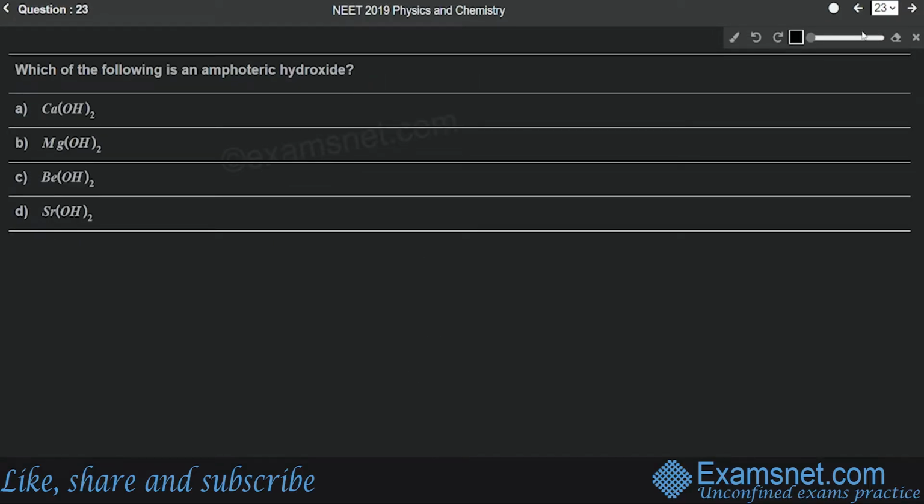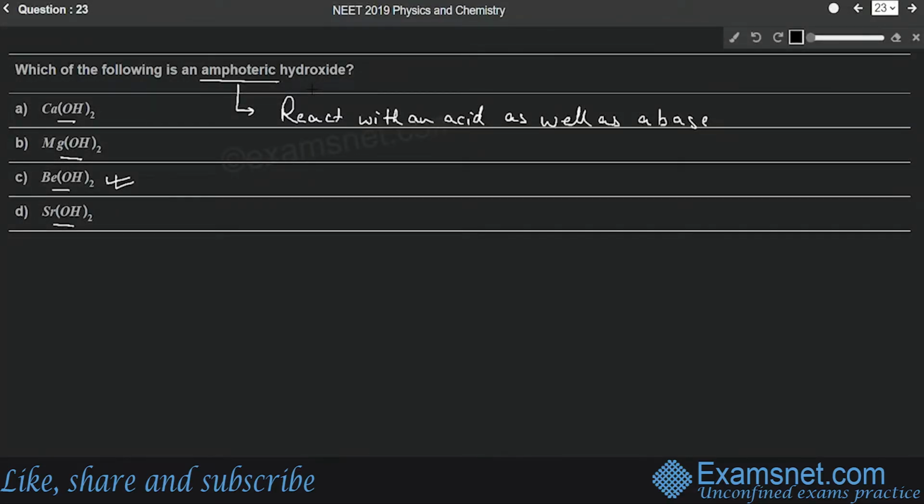Question number 23 is from the chapter S block elements, and the question is, which of the following is an amphoteric hydroxide? So what do you mean by amphoteric? It means it will react with an acid as well as a base. Here in the options we can see hydroxides of alkaline earth metals. First one is calcium hydroxide, then magnesium hydroxide, then beryllium hydroxide, and the last one is strontium hydroxide. So out of the given options, option C, that is beryllium hydroxide, will be an amphoteric hydroxide.